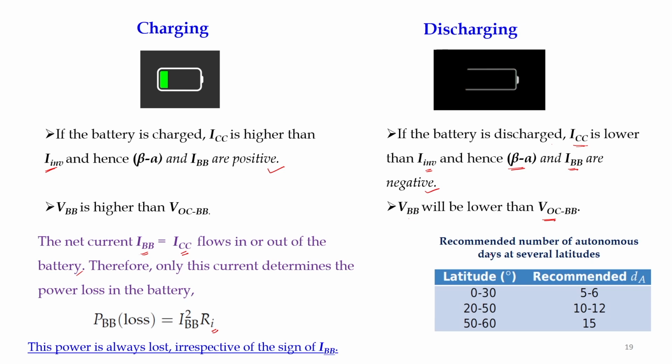And there are some recommended numbers of days of autonomy at several latitudes. So, for 0 to 30, DA value is 5 to 6, and for 20 to 50 it is 10 to 12, and for 50 to 60 latitude the recommended days of autonomy is about 15.